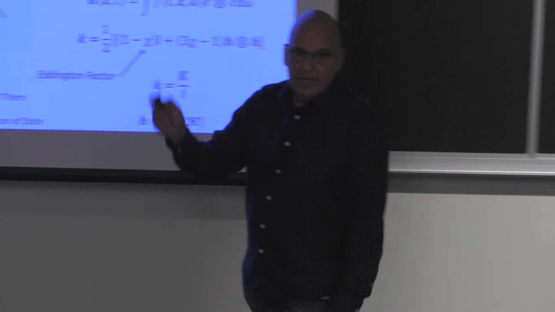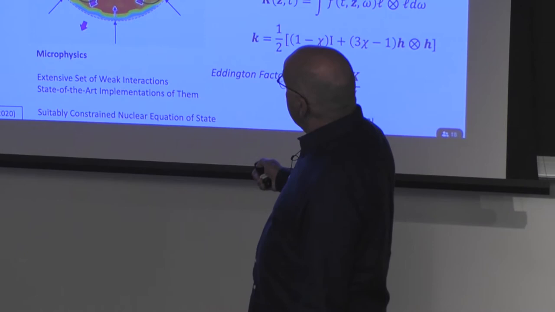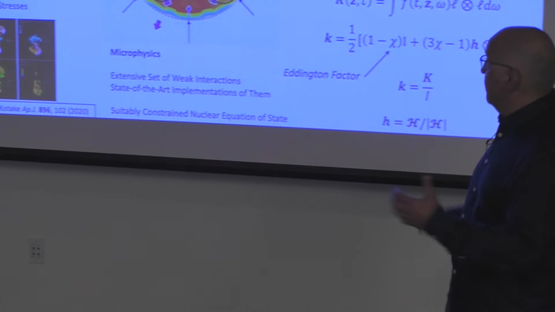Okay, so the SASI will distort this shock. If it's L equal 1, it may extend the heating region in this direction and not so much in this direction, but in any event, the SASI assists the neutrino heating in multiple ways, one of which, for example, is to increase the size of the heating region, okay?